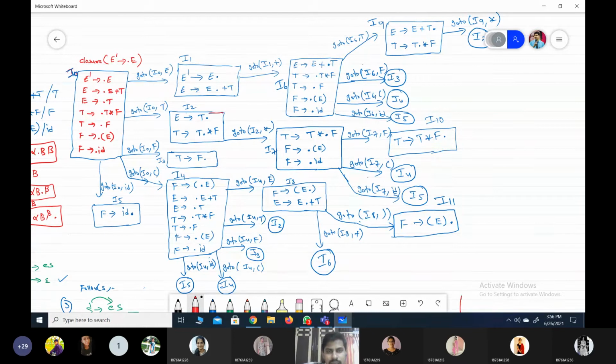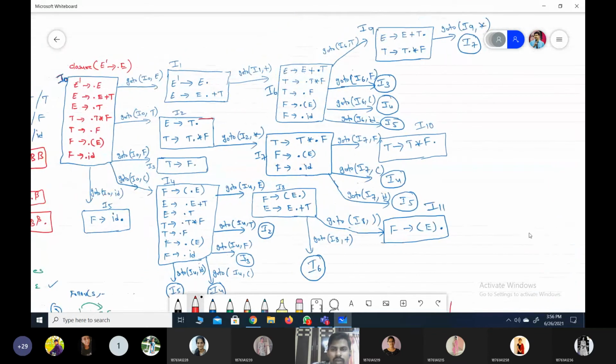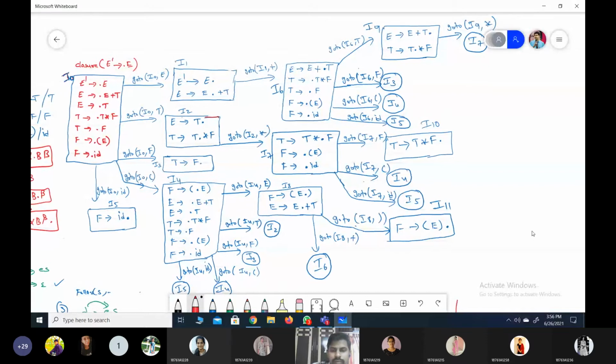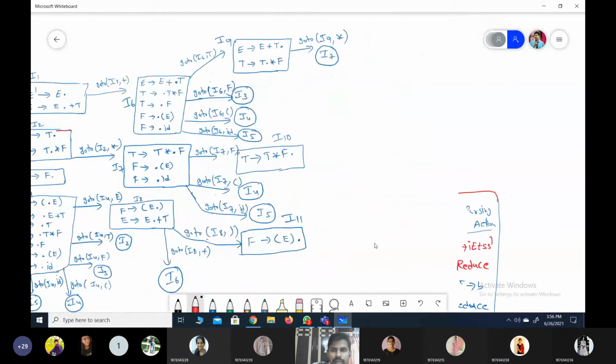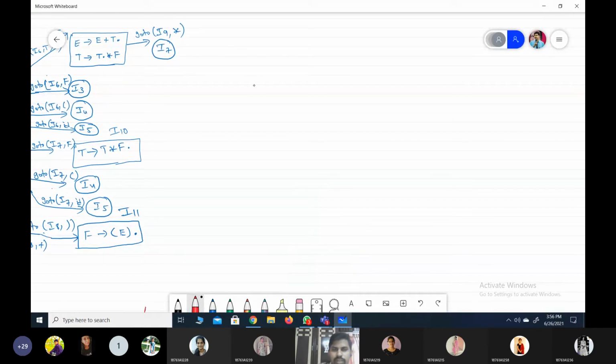After doing this item set construction, we are moving towards the item set table. So in total how many item sets do we have? 11 item sets. Okay. So here I'm drawing the parsing table. So we have 11 states. The parsing table contains item set numbers as the rows. So write down the numbers only for better understanding.